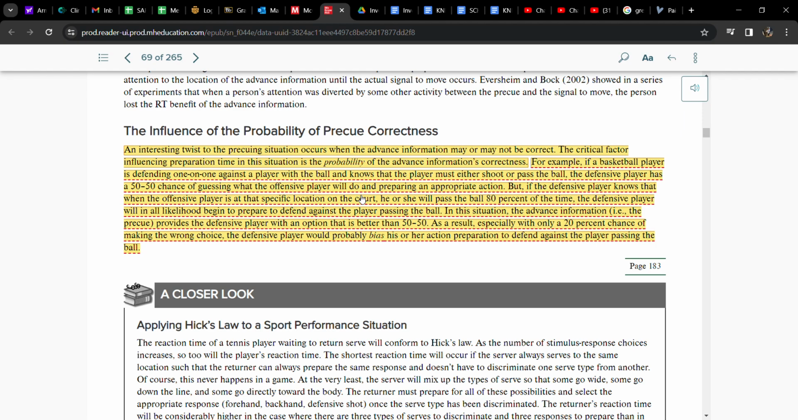If you predict correctly, if you think that person is going to shoot when they go to that area of the court and they do, and you defend it correctly, your reaction time is going to be quicker. But if you predict incorrectly and they pass when you think they're going to shoot, the next time they do that to you, you're probably going to react a little bit more slowly. So if you predict the pre-cue well, you will have shorter reaction time. If you don't predict it well, you will have slower reaction time. That's a more involved example with the basketball example noted here.